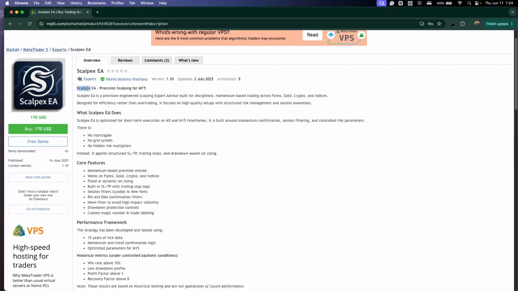We're talking about the Scalpex expert advisor, and according to the MQ5 page, Scalpex EA is an advanced scalping robot that detects recent highs and lows, and it applies RSI extreme filters, moving average deviation checks, and a smart news filter to avoid high impact events. It supports Forex, crypto, gold, and indices. Also, it uses dynamic lot sizing based on account risk. The strategy focuses on selective entries with trailing stops and protective rules.